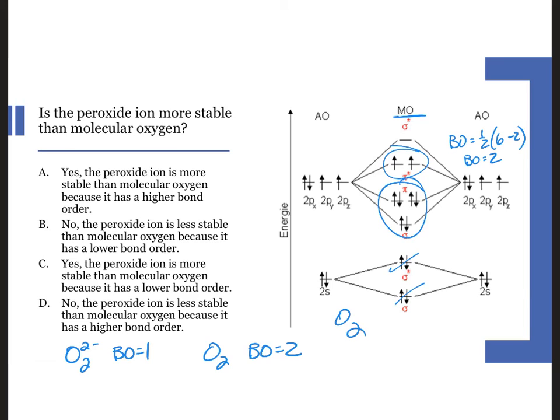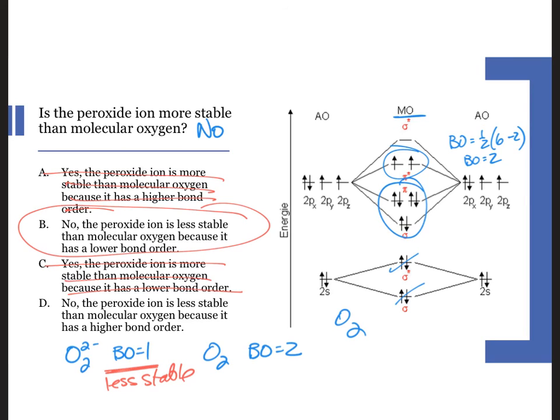So is peroxide more stable? I would have to say no, and the reason is that peroxide has a lower bond order, so this makes it less stable. So if we cross out everything that says yes, that leaves us with no, and then we've got to pick the right reason. And it looks like B has the right reason. It's less stable than molecular oxygen because it has a lower bond order.